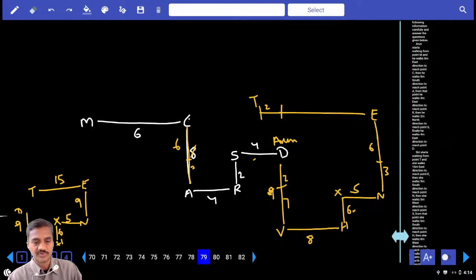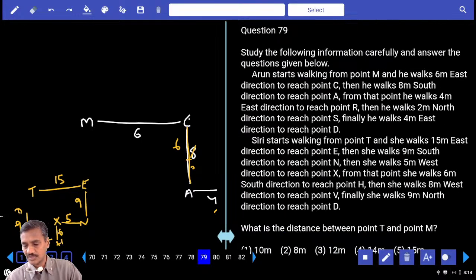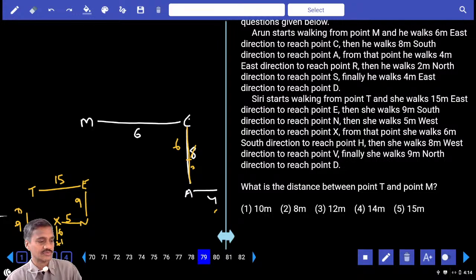This is 2 more left out. 2 plus 4, 6 plus 6 is how much? 12 meters, isn't it? Now the total distance is 2 meters already covered out of this 4, and 2 is left out. 2 plus 4, 6 plus 6 is 12 meters. Now 12, do you have 12 here? Choice 3 is the answer, 79.